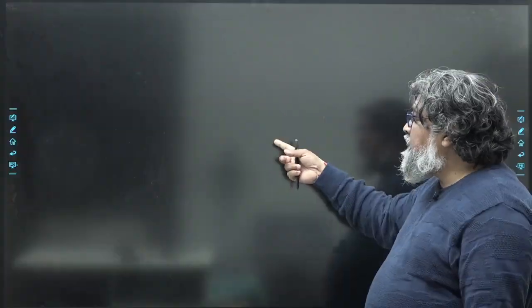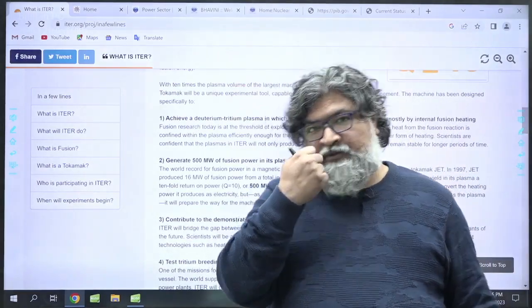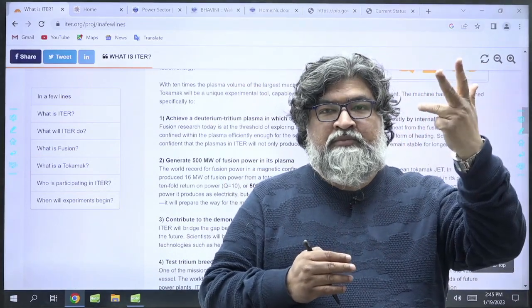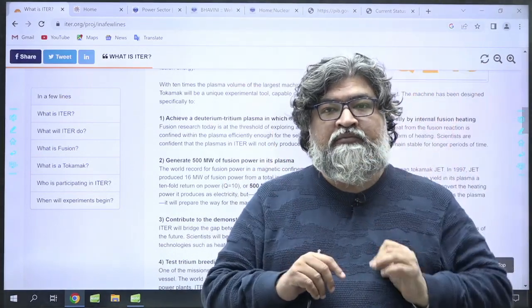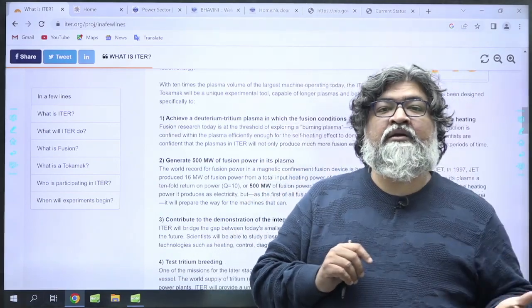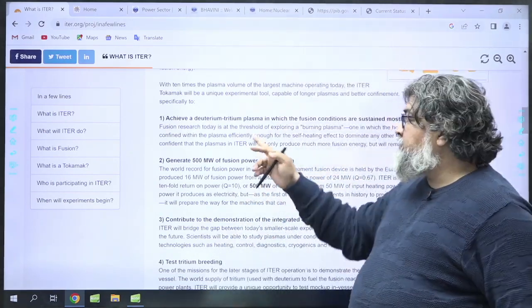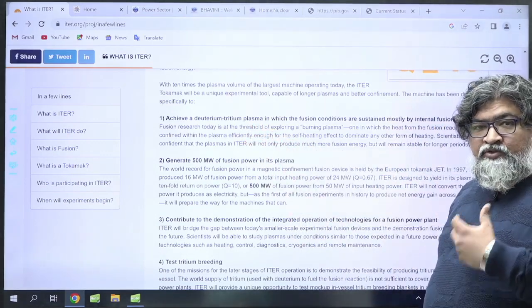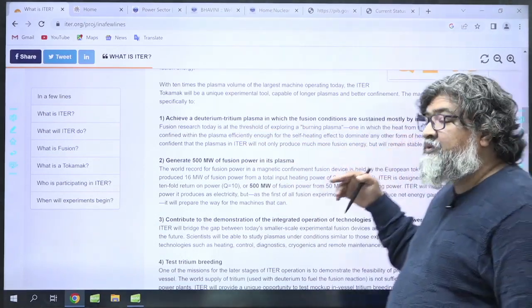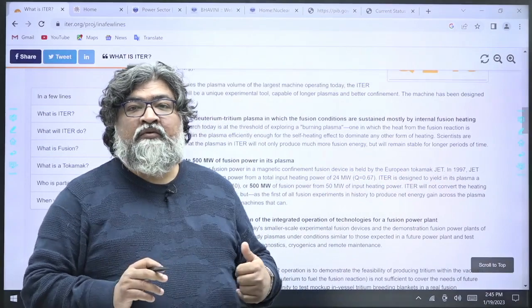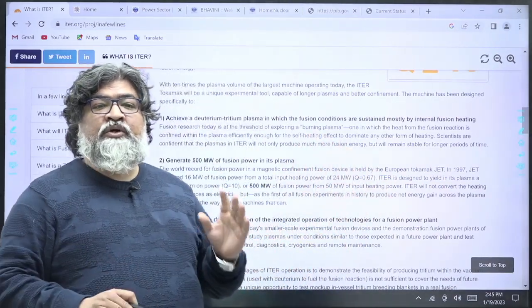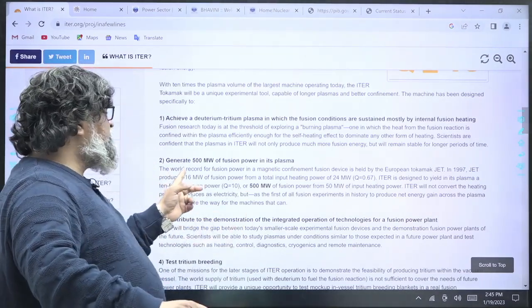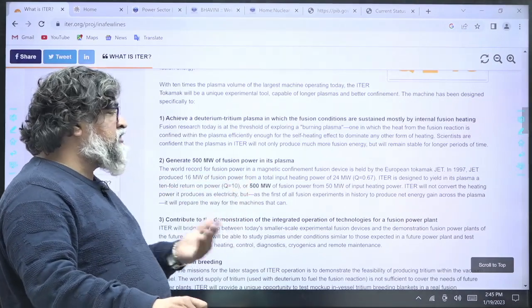Now if we take deuterium, you know hydrogen exists in three isotopes: protium, deuterium, tritium. Deuterium and deuterium can combine to form helium, that is fusion. In the same way, deuterium and tritium give a deuterium-tritium plasma. Tritium is the heaviest isotope of hydrogen. That plasma under fusion conditions will be sustained for a long time. Once the ITER project starts, it is going to generate 500 megawatt of fusion power in its plasma.